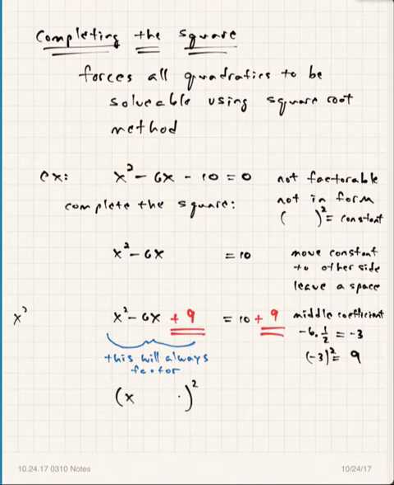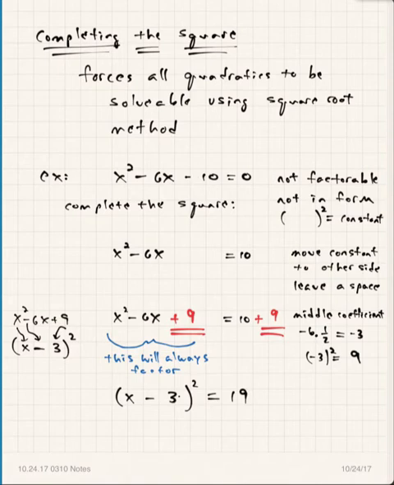I'm going to write this again over here. It's the square root of the first term, so that's x. It's always the sign of the second term, so that's minus. And it's always the square root of the third term, 3. So it always factors that way: the square root of the first term, sign of the second term, square root of the third term. So this factors as (x - 3) squared, and this is equal to 19.